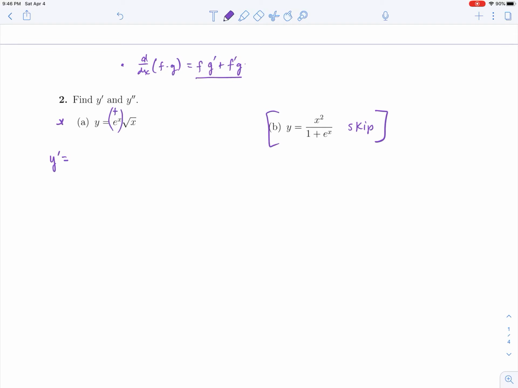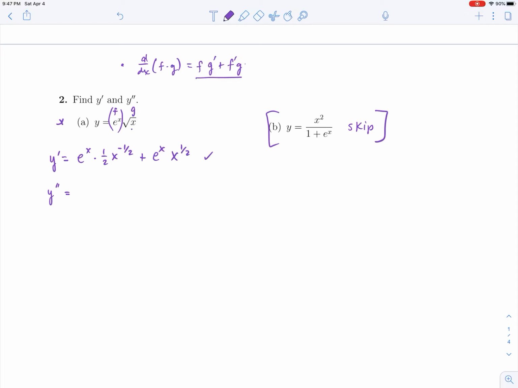And here's the product rule. Our f is e to the x, and our g is the square root of x. So f times the derivative of g, so the derivative of the square root of x is 1/2 x to the negative 1/2, and then plus f prime, so the derivative of e to the x is still e to the x, times g, which is x to the 1/2. Now I'm writing it x to the 1/2 instead of the square root of x because I'm going to take the second derivative. So this is the first derivative.